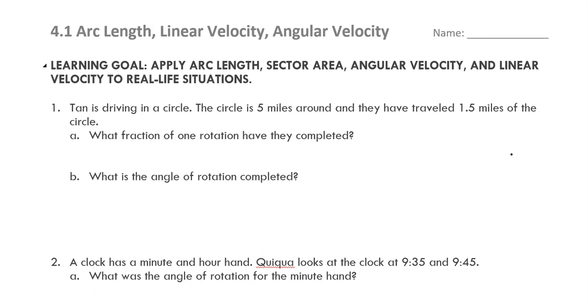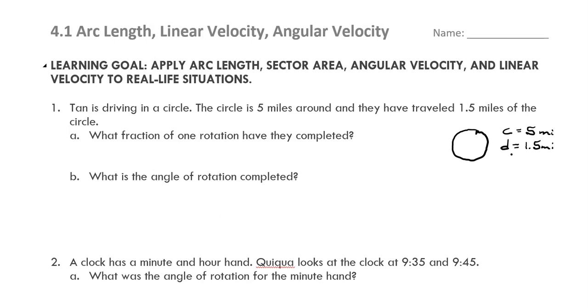The learning goals for this lesson are to apply arc length, sector area, angular velocity, and linear velocity to real-life situations. Number 1, Tan is driving in a circle. The circle is 5 miles around, so the circumference is 5 miles. And they have traveled 1.5 miles of the circle, so the distance traveled is 1.5 miles.